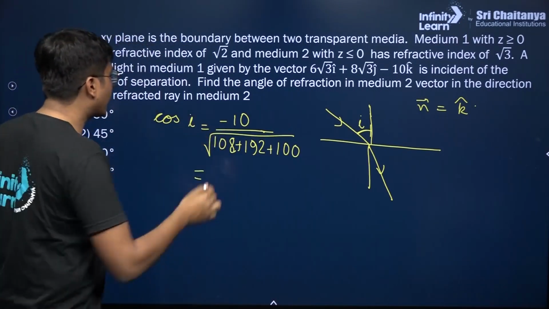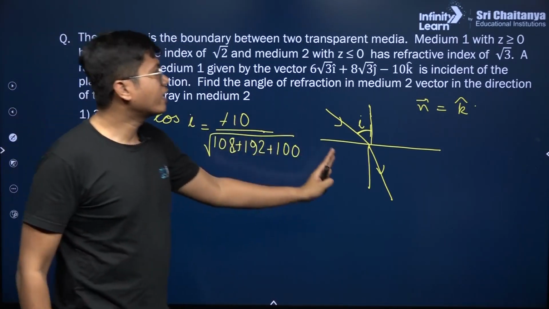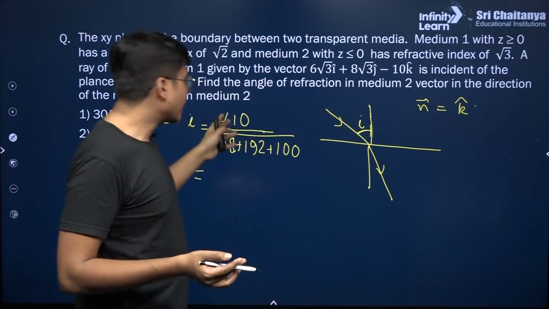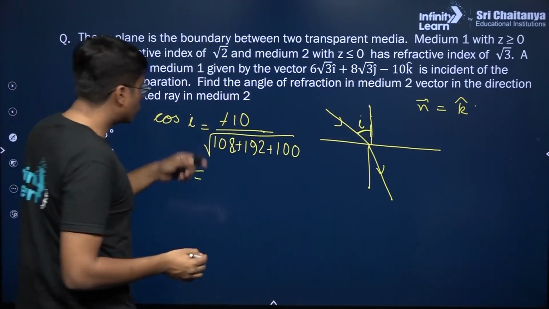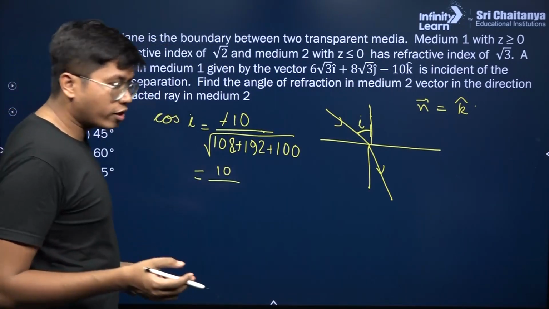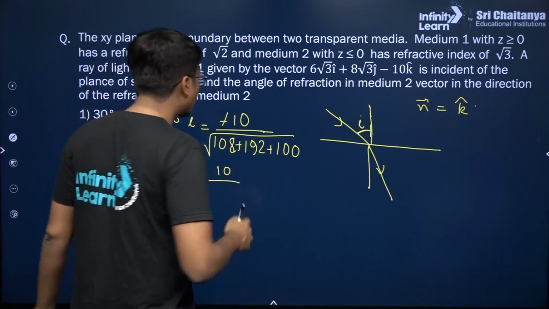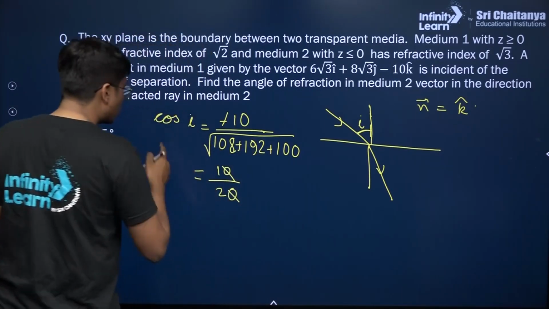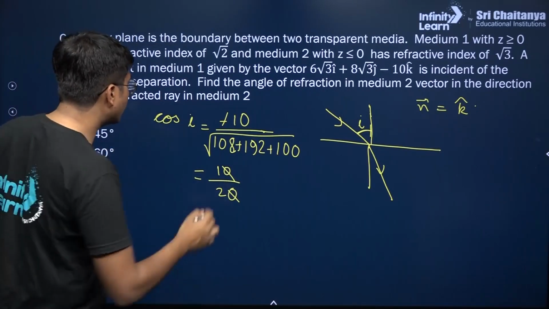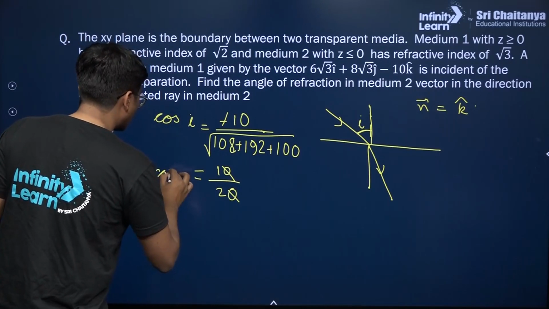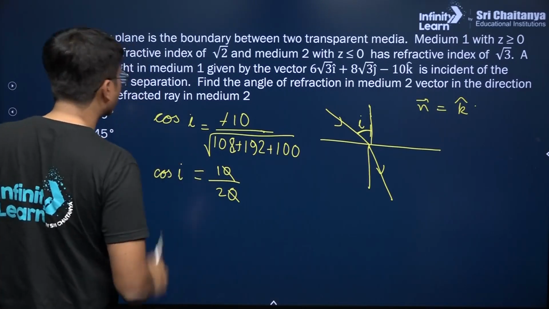You can even ignore the negative sign because we've taken k cap in that direction but I is in this direction, so effectively that negative sign would already have been removed. So we have 10 divided by 108 plus 192 is 300, 300 plus 100 is 400, √400 is 20. Cancel them out. So we have cos theta over here as half. So cos I is going to be equal to half.